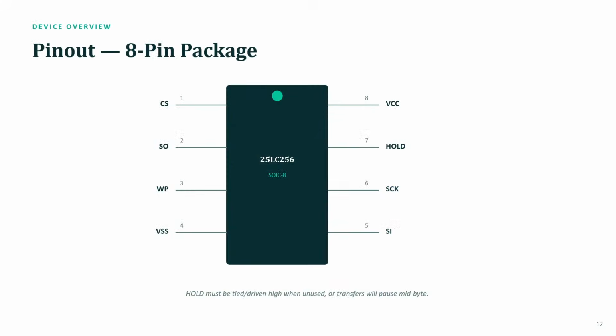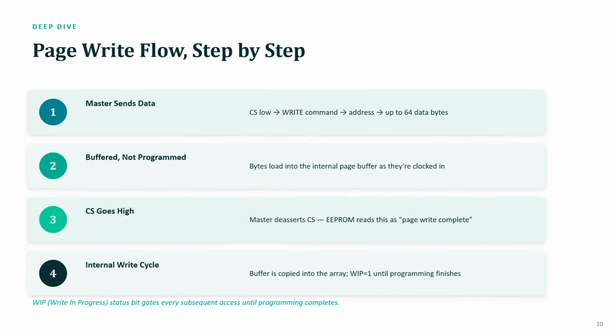Now, what is it that we are going to do? We are first of all going to make sure that chip select is equal to low. Then we are going to provide the write command, and then we are going to provide the address of that particular chip, and it can be of 64 data bytes. And it is not programmed yet. If you are sending a particular byte of data, it is not going to be programmed at that instant, but it is being buffered into some internal page buffer.